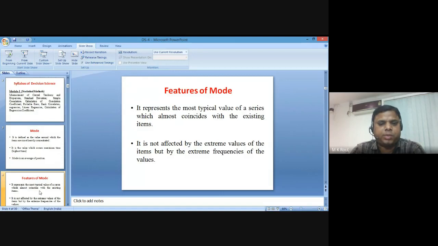The next point is that it is not affected by the extreme values of items, but by the extreme frequency of values. So here we can calculate the highest frequency with reference to the variable given in an individual series, a discrete series, or a continuous series. Then moving to the next slide.